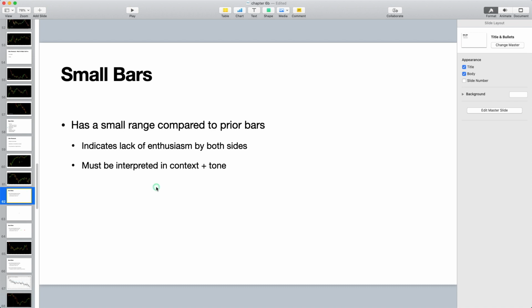Now, all small bars are not created equal. Some will be perfect dojis, and some will have a bullish tone with a bull body or a big tail below. And some will have a bearish tone with a big tail above or a bear body. The bar has to be interpreted in context. And so what's important with a small bar is the context and then the tone of the small bar itself.